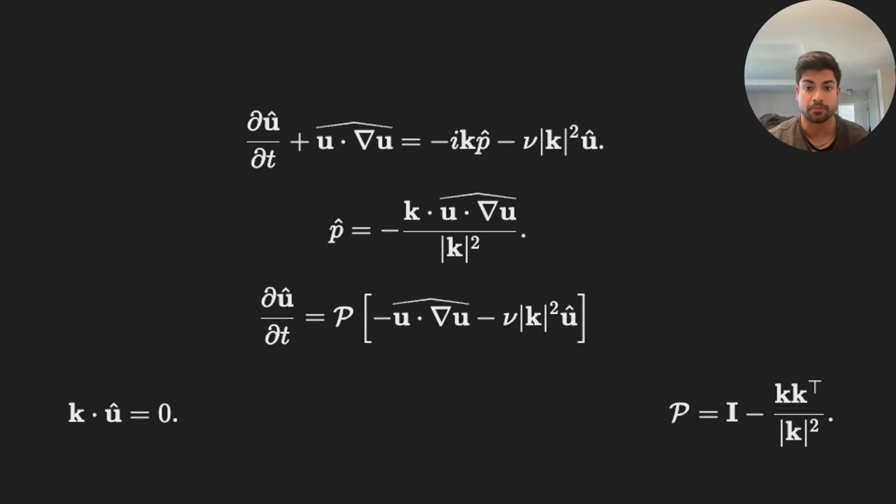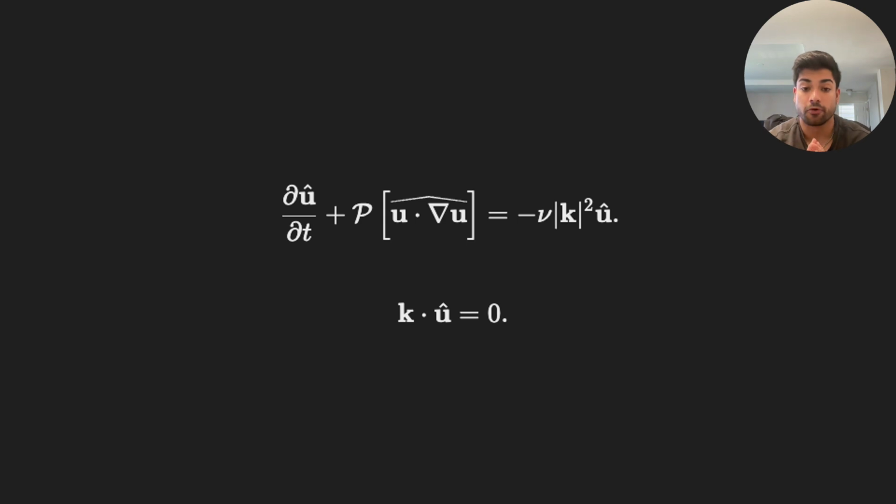Using the projection operator, often denoted as P at the bottom right, the Fourier-transformed pressure is successfully eliminated. In Fourier space, after taking the divergence of the Navier-Stokes equations and eliminating the pressure term, you obtain this final momentum equation and the continuity equation, also in Fourier space.